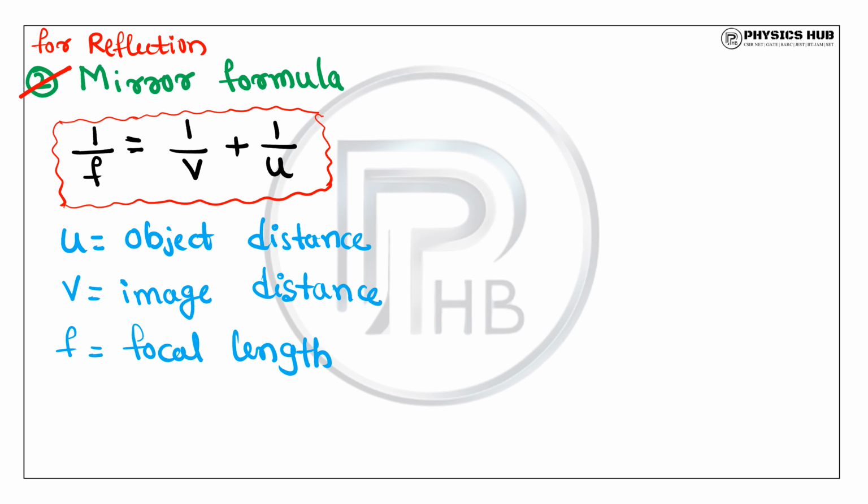Next is the mirror formula. For reflection, the mirror formula can be written as 1 divided by focal length is equal to 1 divided by image distance plus 1 divided by the object distance. Here F is the focal length, V is the image distance, and U is the object distance.